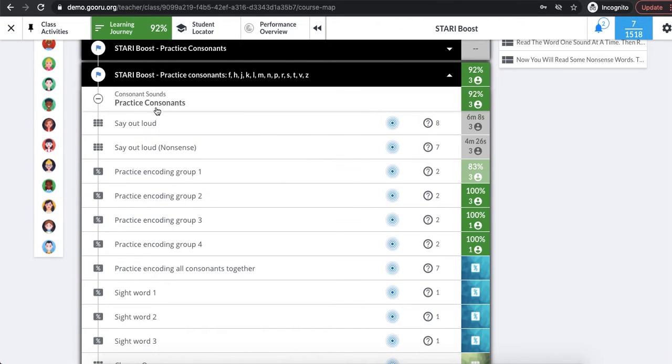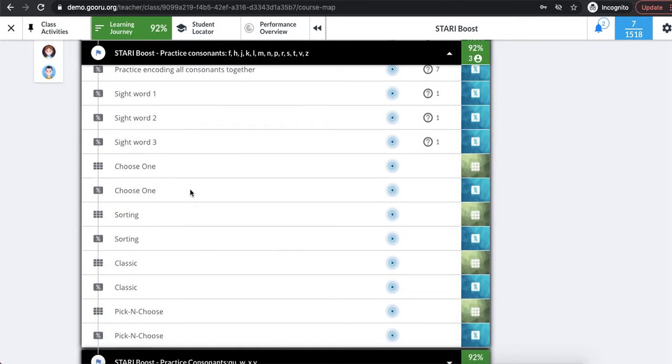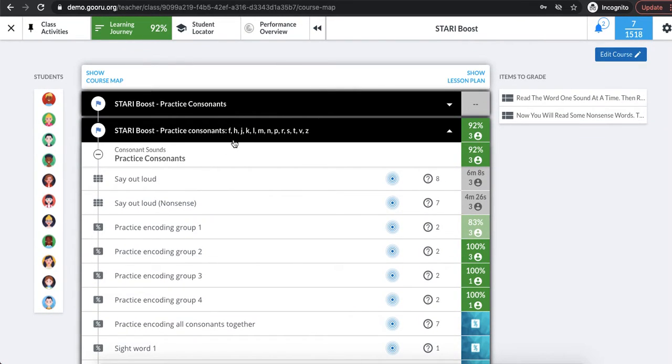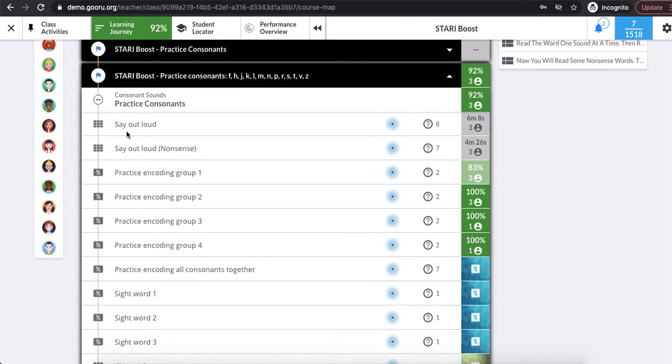So this lesson has lots and lots of practice activities for my students to work on, all under the unit of practicing these consonants. So for the Say Out Loud activity, I can see that there were 8 practice questions, and my students spent an average of 6 minutes and 8 seconds on it.